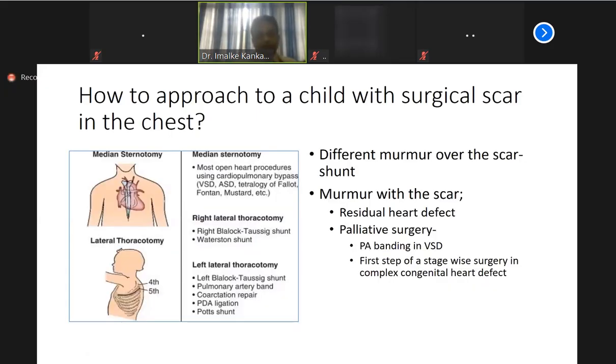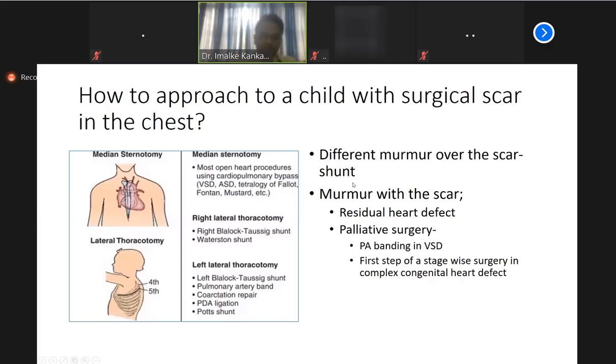So how do we approach a child with a surgical scar in the chest? Have an idea about common surgeries that these children undergo. There will be three possibilities, I would say: midline sternotomy, lateral thoracotomy, or a subscapular scar, left lateral or right lateral.